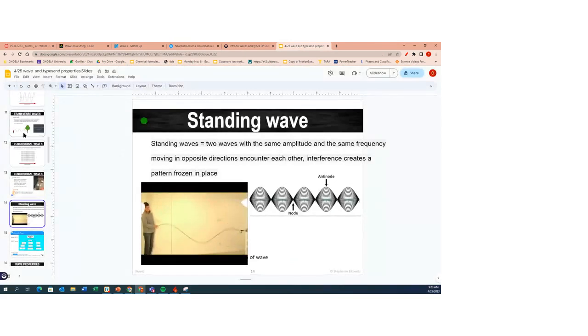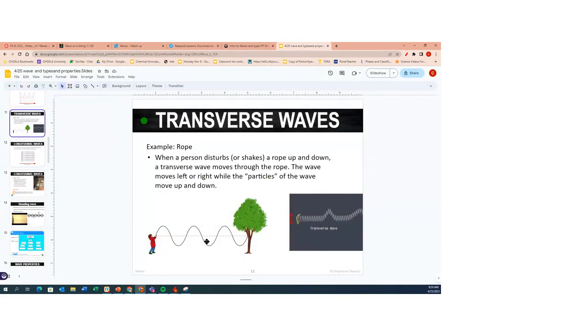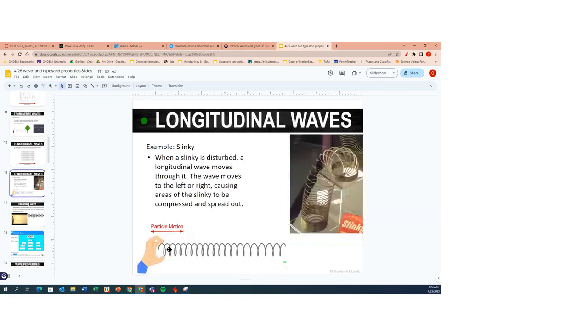Okay, so this one, transverse wave, remember it looks like this. In the transverse wave, the wave moves left to right and the particles move up and down. So it's an up and down motion. That's the transverse wave. The longitudinal wave is like that slinky there. The wave moves to the left or right, causing the slinky to compress or spread out. It moves in the same direction as the energy. So the wave motion is the same direction as the energy.